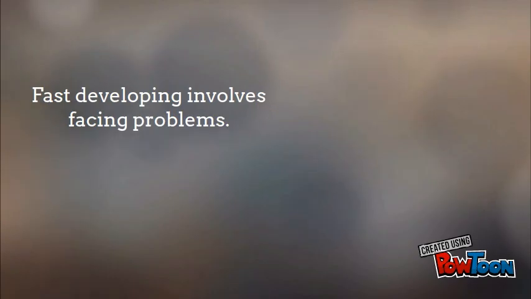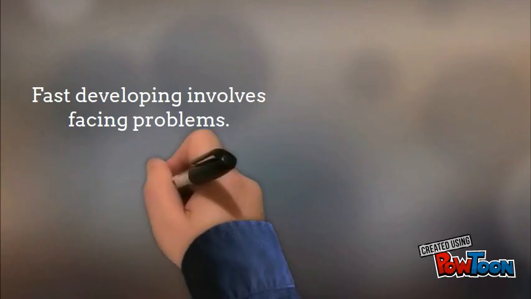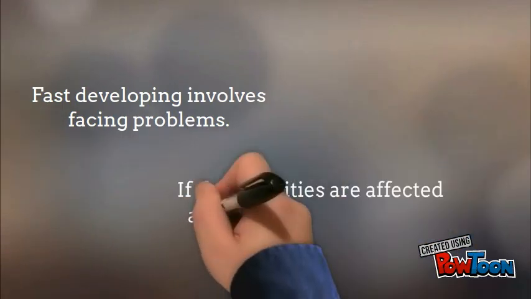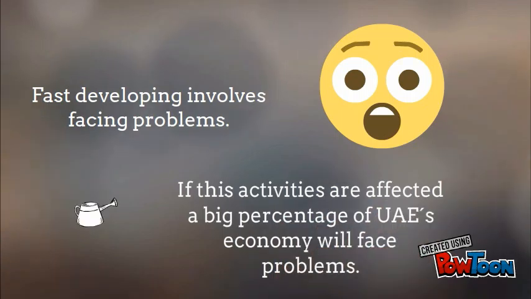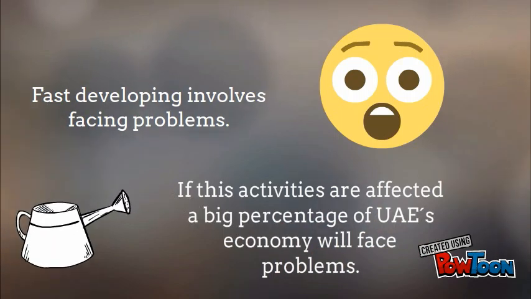Some examples are the waste management problem that has as a consequence the marine and coastal pollution. Oil spills also produce a lot of pollution. UAE is mostly desert, so if their supplies of water are contaminated, they will lack the water needed for activities of the third sector.